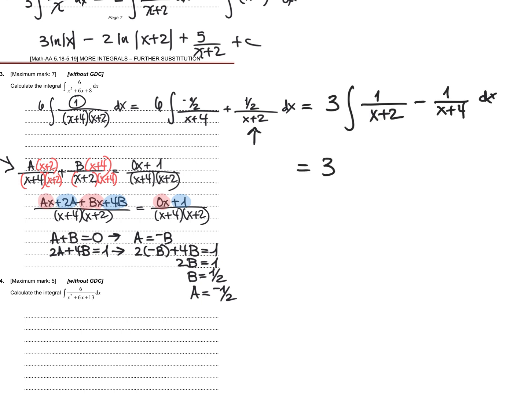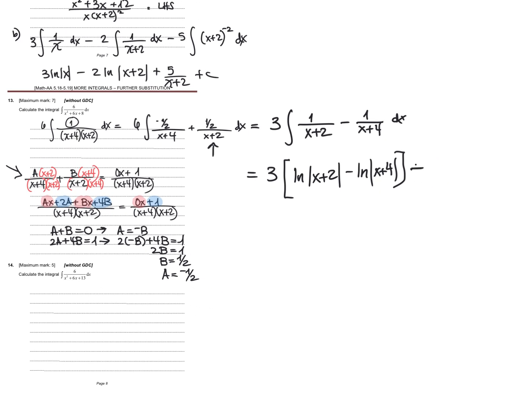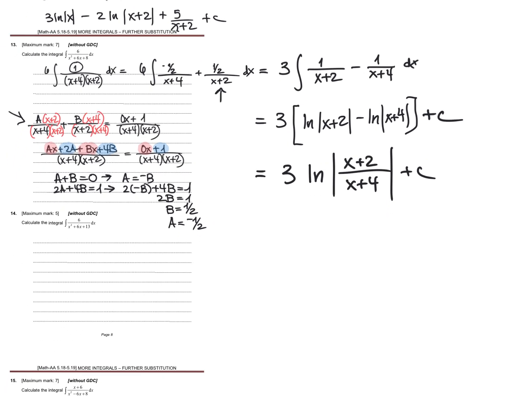So finally, we're going to have 3 times natural log (x plus 2) minus natural log (x plus 4), and then plus c. And that we can combine the natural logs with division. And that's that. Okay, so just real quick, the cover-up method.